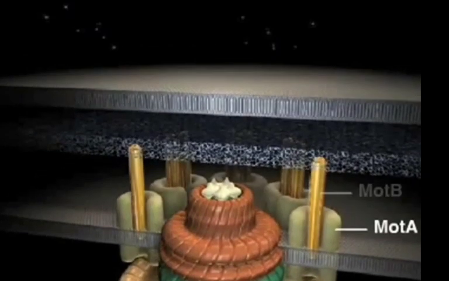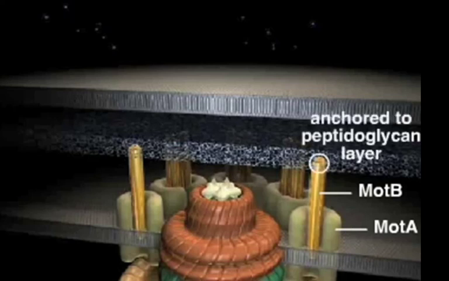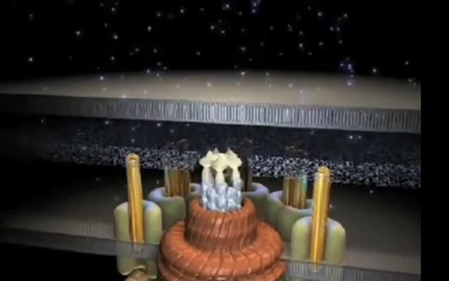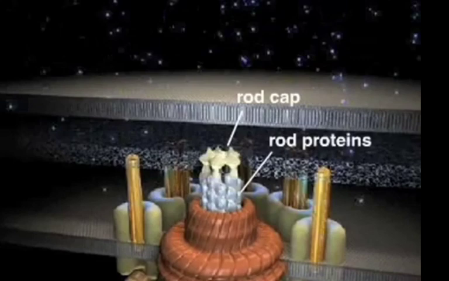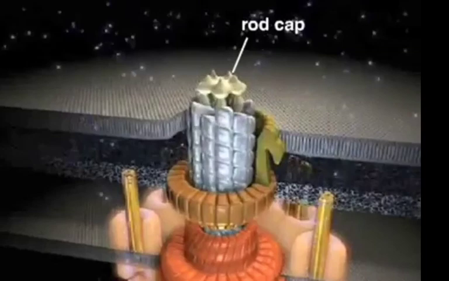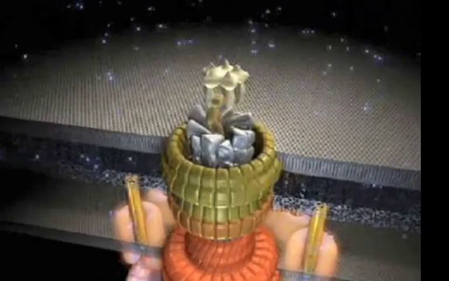MotA and MotB form the stationary part of the flagellar motor, the stator. Both are integral membrane proteins, but MotB is also anchored to the rigid peptidoglycan layer, keeping the stator proteins fixed in place. The subunits of the rod portion of the rotor move up through the hollow cylinder in the assembly, and assisted by cap proteins, build up the rod in a proximal to distal fashion.